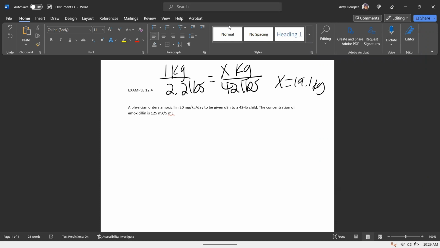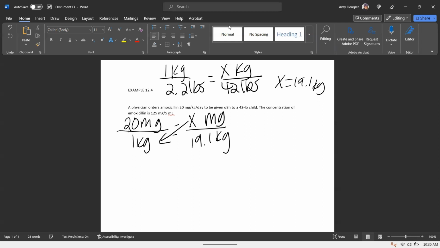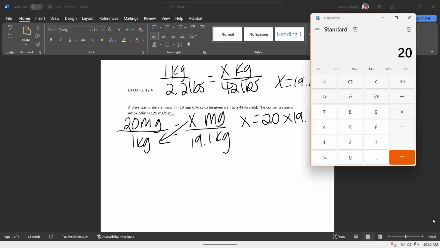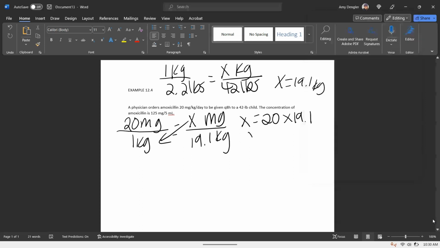And then we can do our problem. So we have 20 milligrams per 1 kilogram for dosing. We need to give them 19.1 kilograms worth of medication. How many milligrams is that? So then we have 1x, which is just x, is equal to 20 times 19.1. So we'll do that in our calculator, 20 times 19.1, which gives us that they need 382 milligrams.